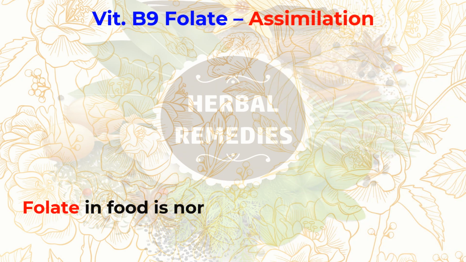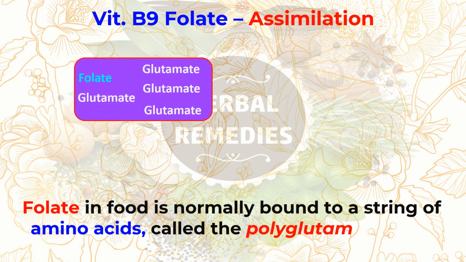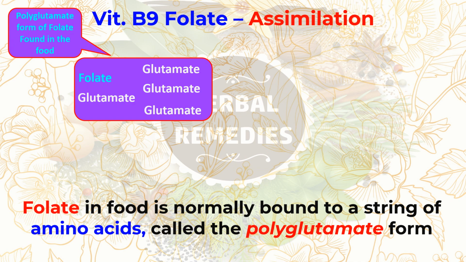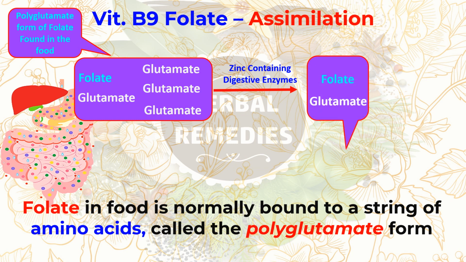Folate in food is normally bound to a string of amino acids. This is called the polyglutamate form. For intestinal absorption, it is necessary for folate to be bound to only one amino acid. This is called the monoglutamate. Digestive enzymes on the surface of intestinal cells hydrolyze or split the polyglutamate into one monoglutamate and several glutamates.